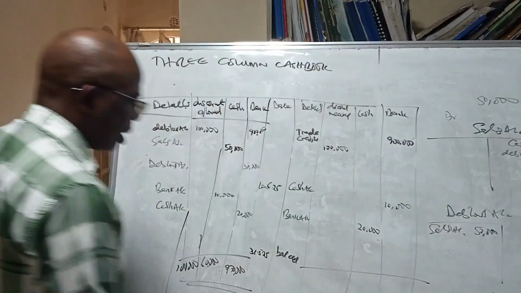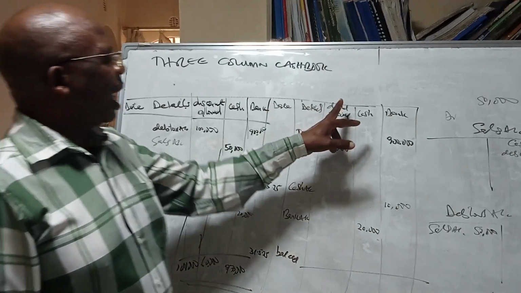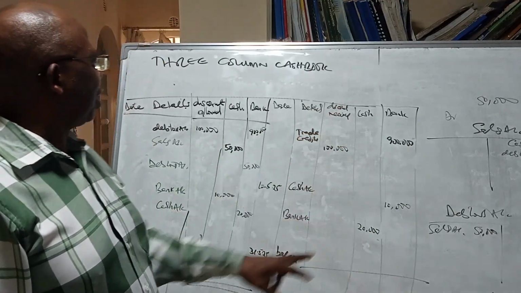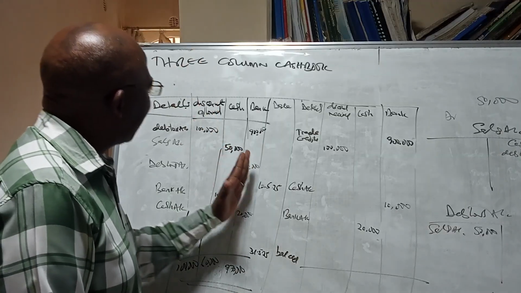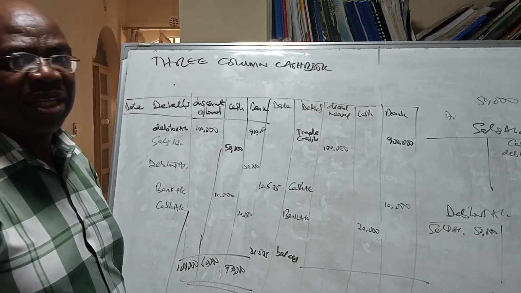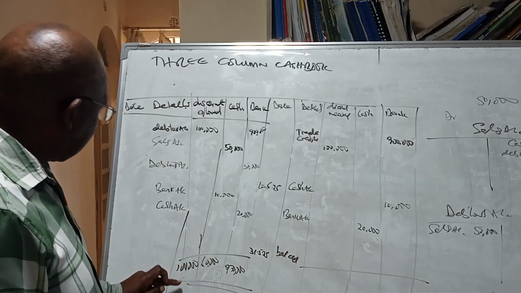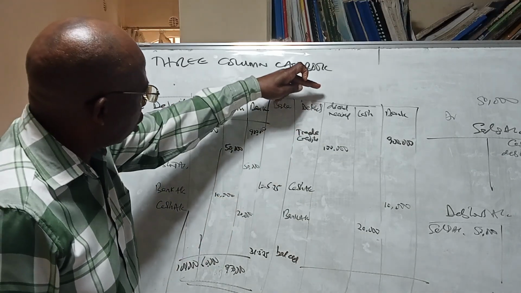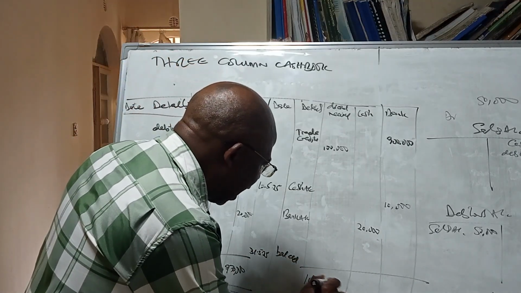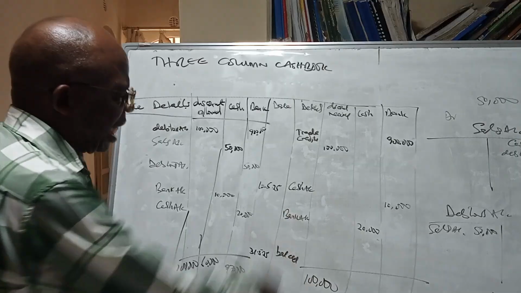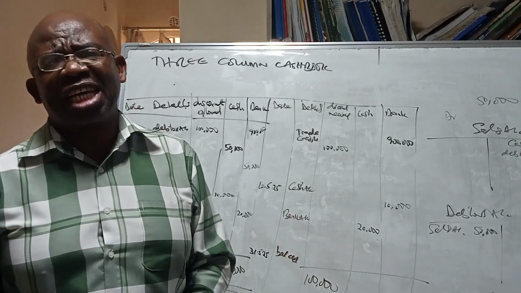Something very, very important. We do not have a balance carried down of discount received. The way we do with cash and the bank is not the way we do with the discounts. For the discount, we get our total of the discount, 100,000. We do not say debits minus credits. Very important that you know that.